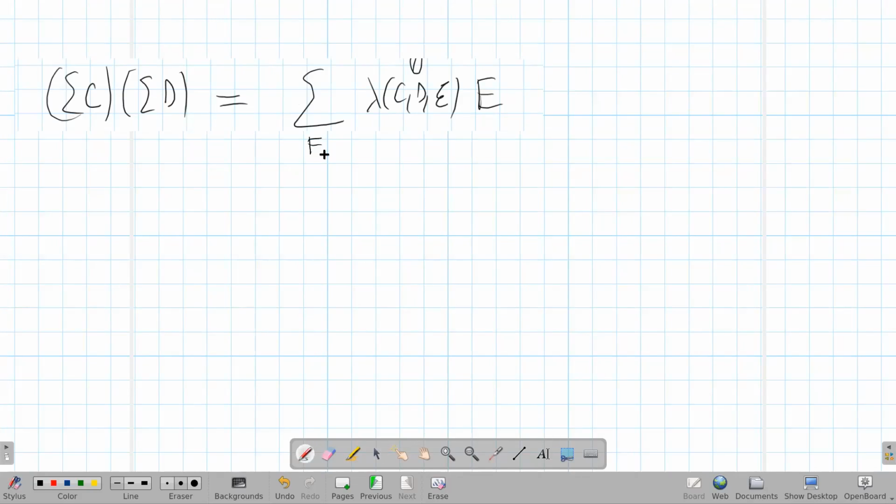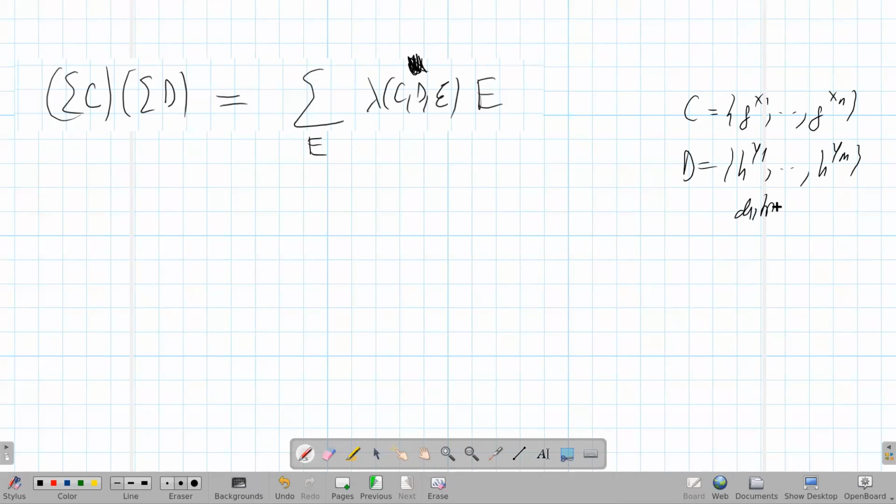So this is the sum over E, and I cannot erase this, but I can say that this is not important. So if C is gx1, ..., gxn, and D is equal to hy1, ..., hym, say, distinct elements.